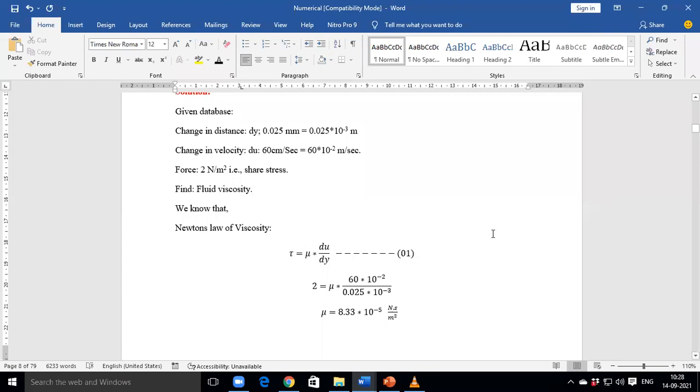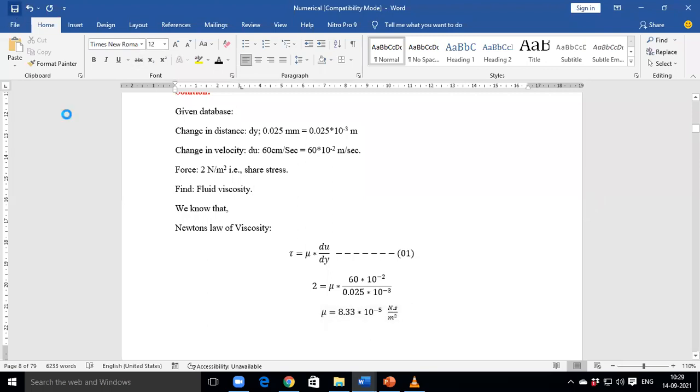Srushti, Aniket, are you doing the calculation? Yes, sir, same answer. Okay. 8.33 into 10 to the power minus 5 Newton second per meter square.